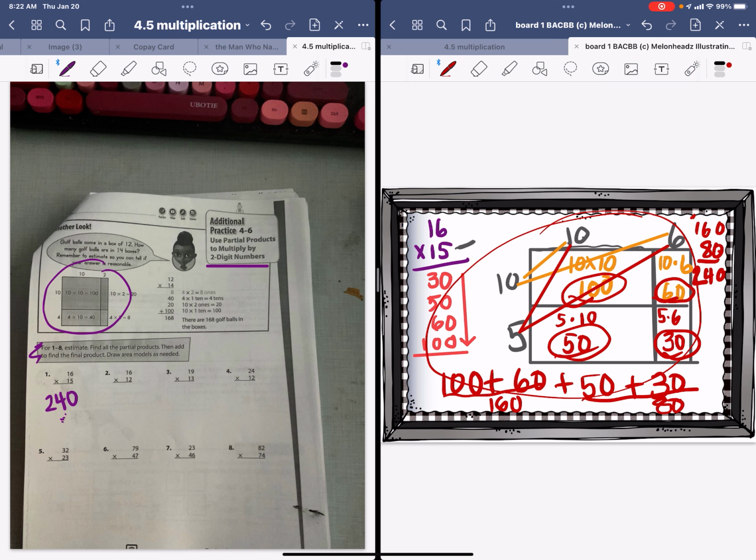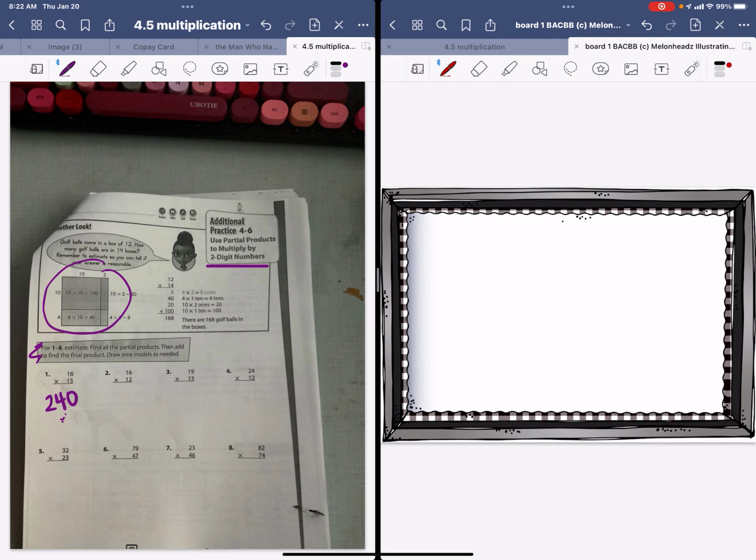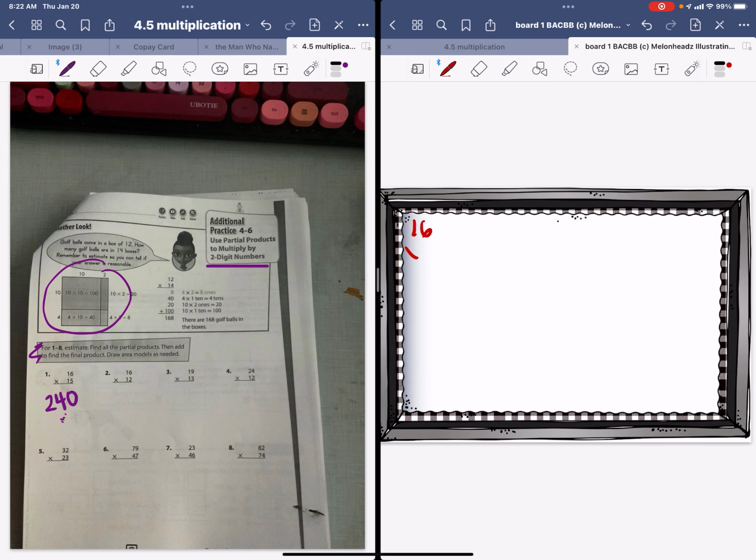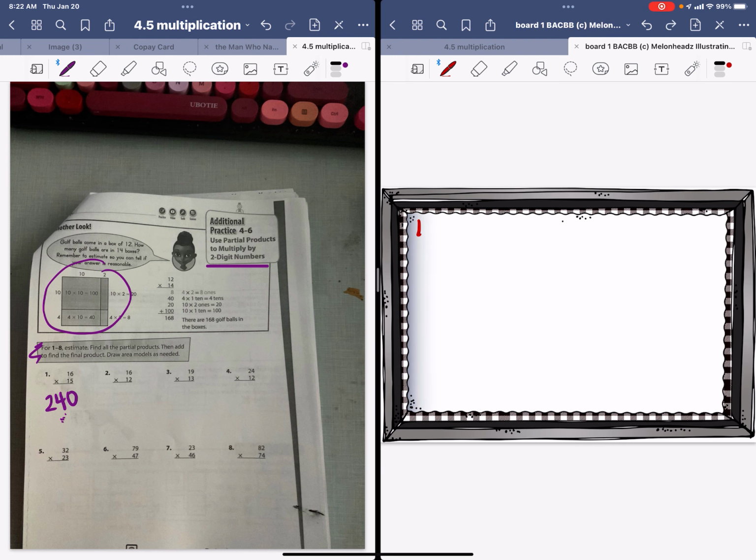All right, so the next one that we're going to do, number 2. We've got 16 times 12. And it doesn't matter if you write it horizontal, like this, or vertically, like 16 times 12. You're going to get the same answer either way. So don't let that throw you off. But you do need to get used to reading it horizontally and vertically.